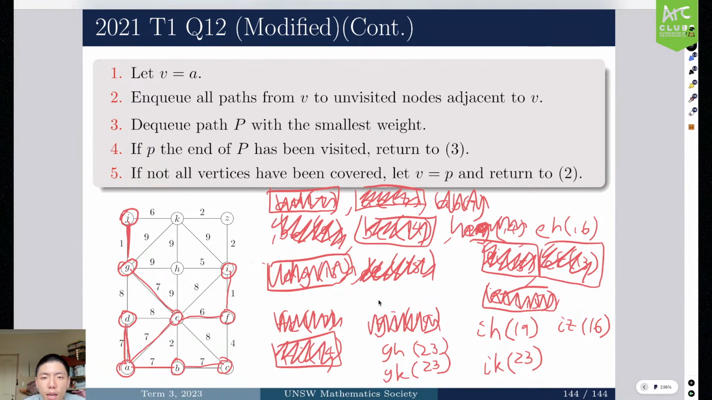J can now go to K. So JK has a total length of 7, 7, 1, 6, that is 21. So we pick the smallest numbers here, and the smallest number happens to be IZ equals 16. So we can actually just stop here now because we know that this total is equal to 16, right?